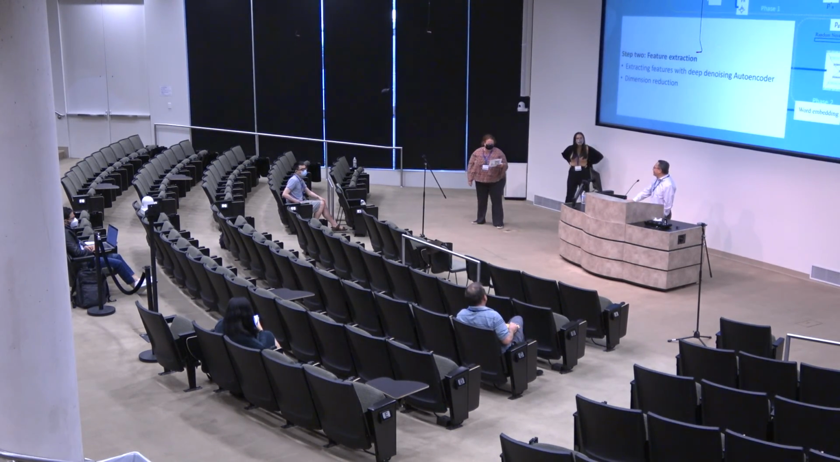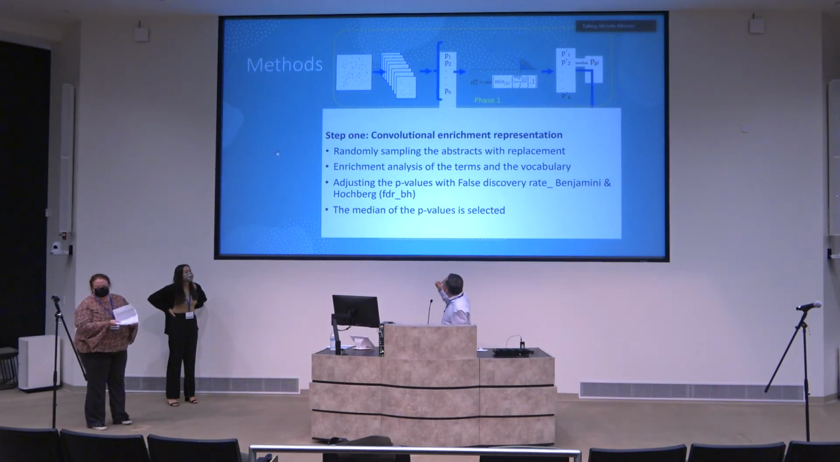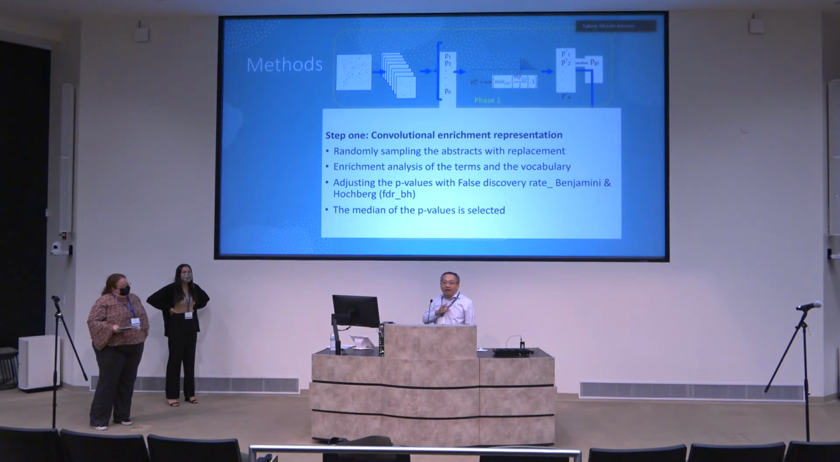Yes, that's actually a very good question. That is exactly why we use this random sampling with replacement, because in our original work we just did enrichment analysis without considering the overrepresentation of well-studied diseases or genes versus rarely studied diseases and genes. And by the random sampling, we kind of even that out. It actually helped quite a bit.